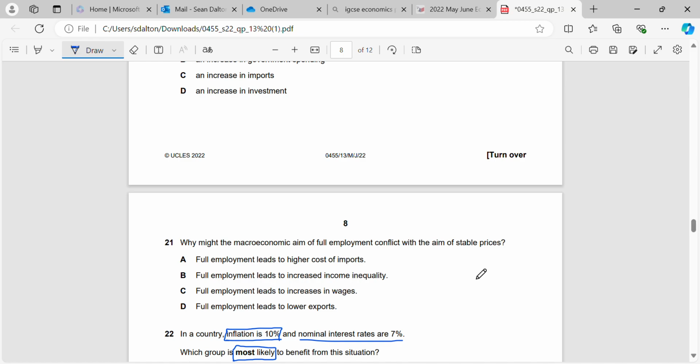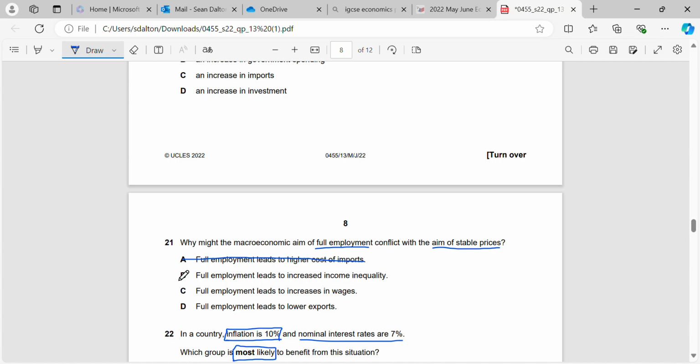Okay, question 21. Why might the macroeconomic aim of full employment conflict with the aim of stable prices? Okay. So, full employment leads to higher cost of imports. That's not true. The level of employment in our country has no effect on the cost of imports. Higher cost of imports would be due to protectionism measures, etc.